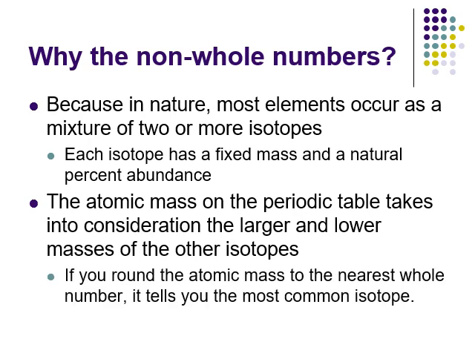Now, what's fun is if you round the atomic mass on the periodic table to the nearest whole number, that will tell you which is the most common isotope. So, for example, carbon's atomic mass to the nearest whole number comes out to be 12. So that tells you that carbon-12 is the most common isotope of carbon.